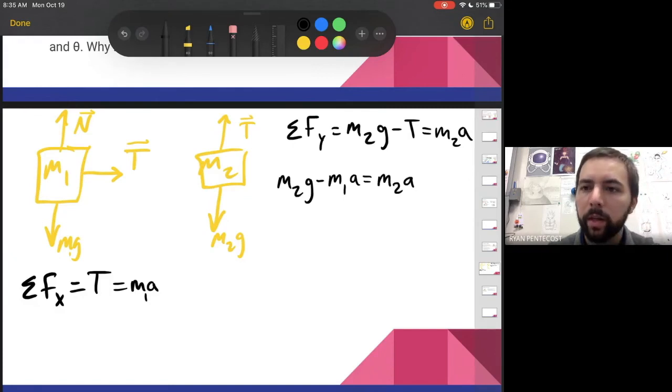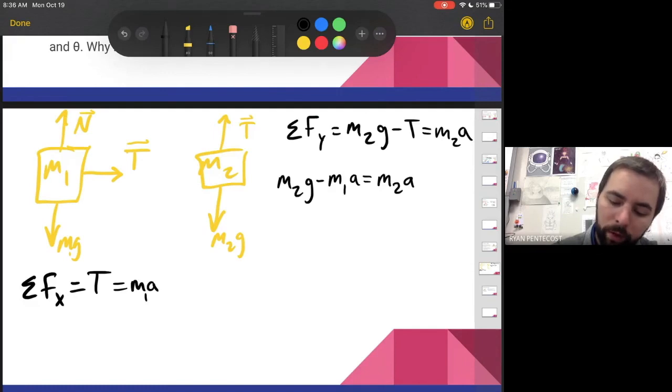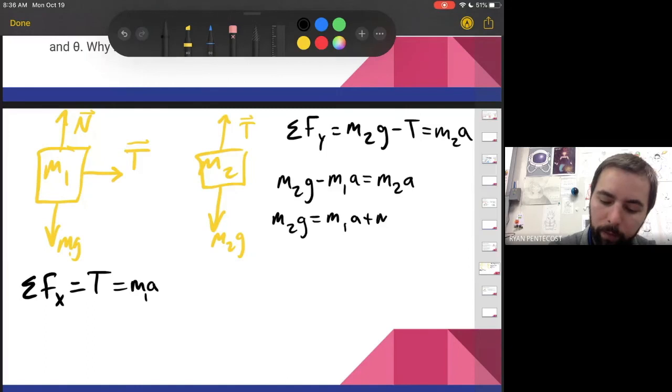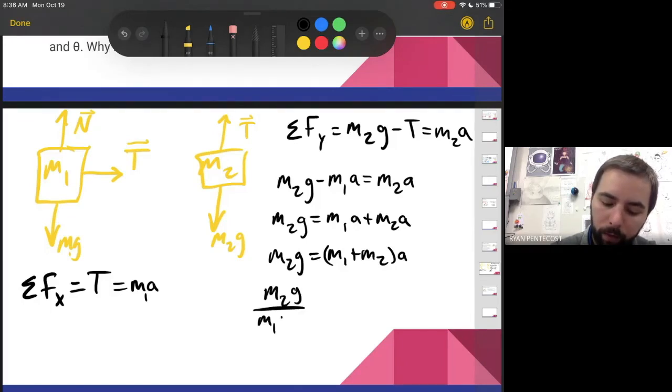Very commonly in a tension problem, you can eliminate tension altogether. Now let's move the m1a to the other side and isolate our a. So we have m2g equals m1a plus m2a. Factor out your m's, so you have m2g equals m1 plus m2, all multiplied by a, and then you divide that over. m2g divided by m1 plus m2 equals acceleration.